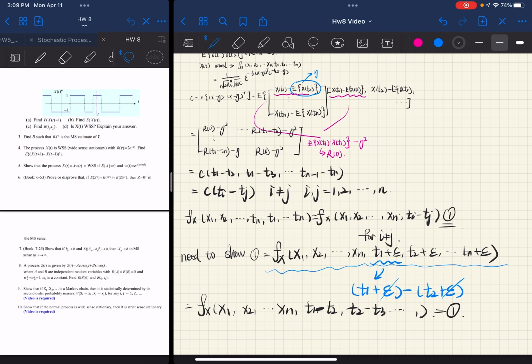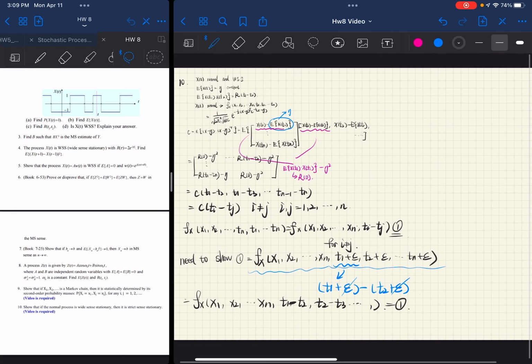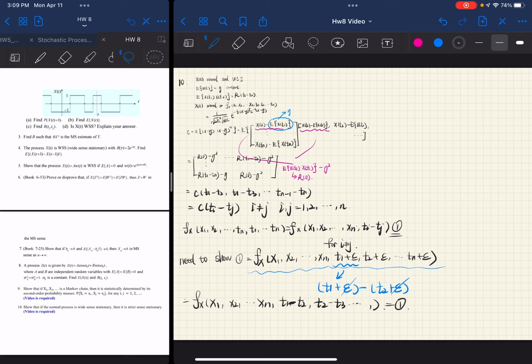So by these two, we can get that X(t) is also a strict-sense stationary process.